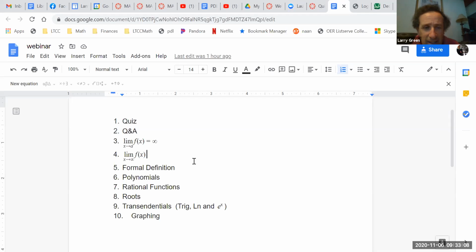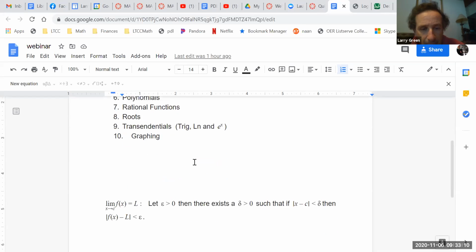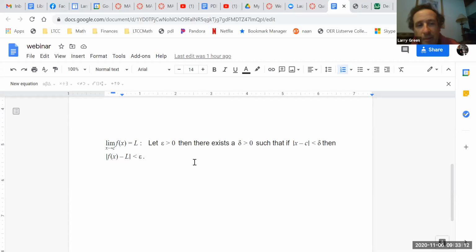Okay, so now I want to look at the formal definition quickly. I want to remind you, this is the formal definition of the limit when you don't have infinities. The limit as x goes to c of f of x equals L means that, let epsilon be greater than 0, then there exists a delta greater than 0, such that if |x - c| is less than delta, then the absolute value of f of x minus L is less than epsilon.